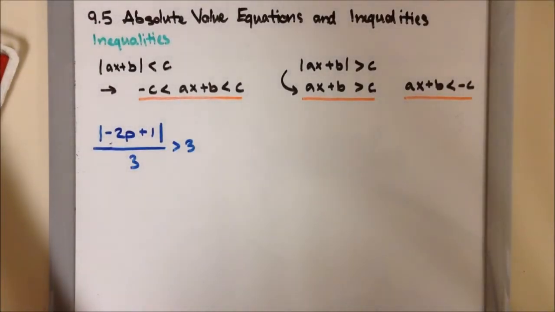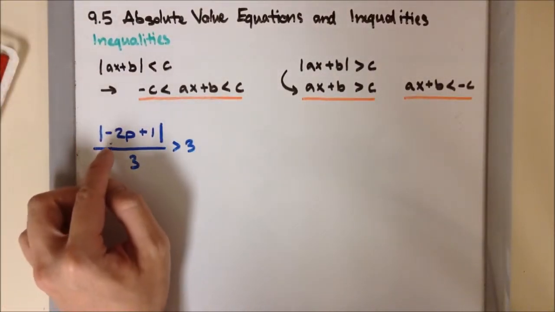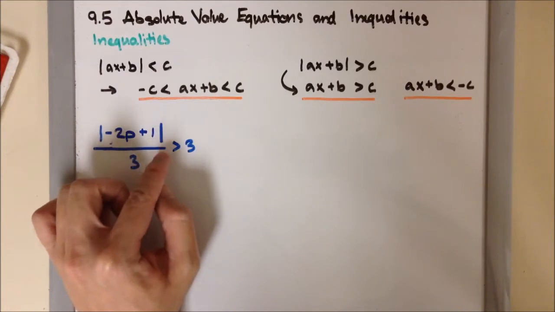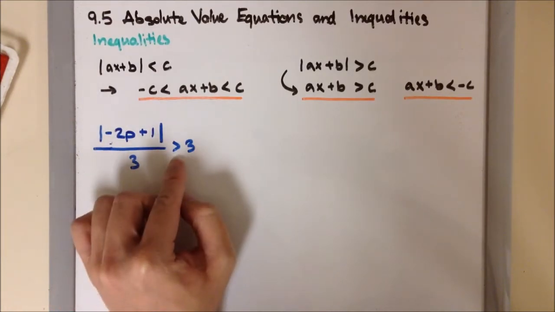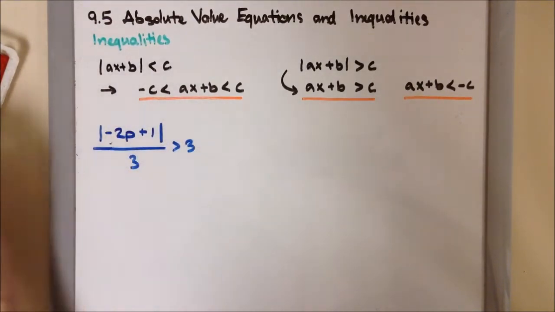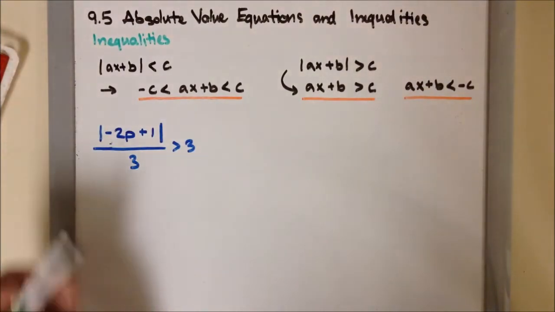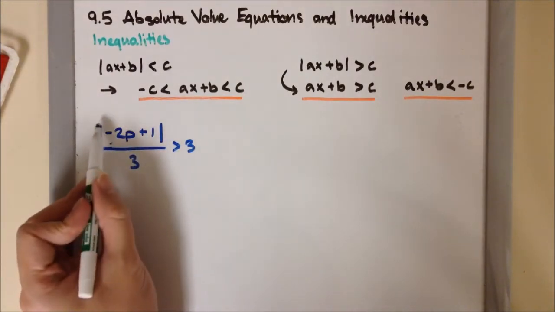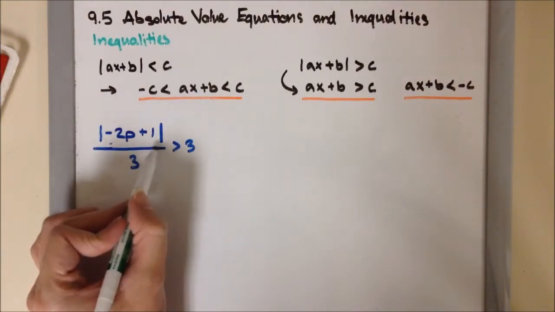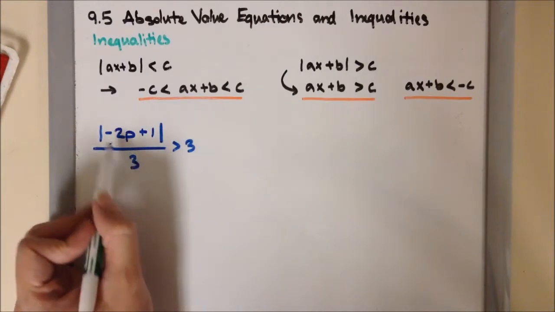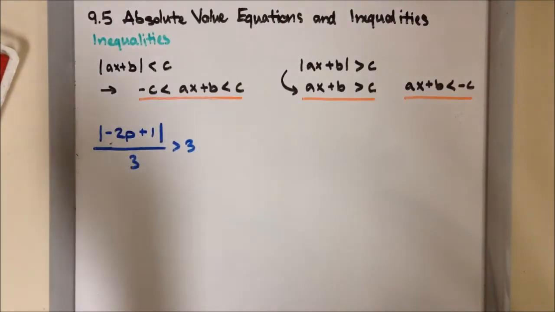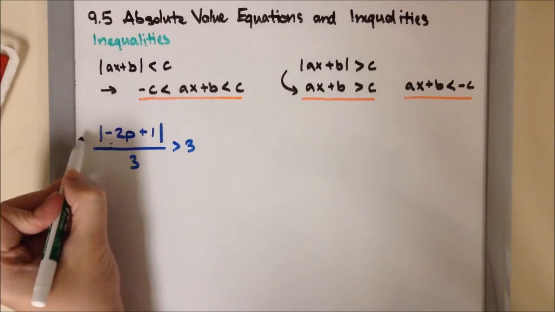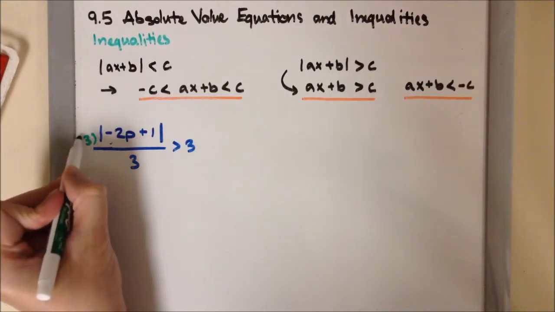In this next example, I have the absolute value of negative 2p plus 1, divided by 3, is greater than 3. So again, we're trying to get the absolute value by itself. What I'm going to do is multiply both sides by the denominator, because as you can see, the whole absolute value is over the 3. So I want to get rid of the denominator, so I'm going to multiply both sides by 3.